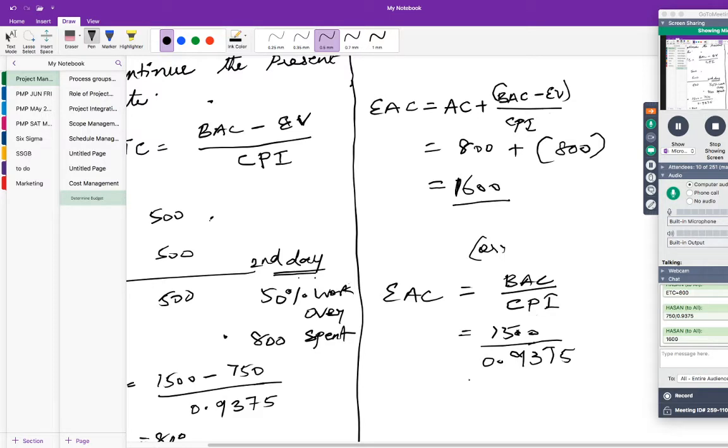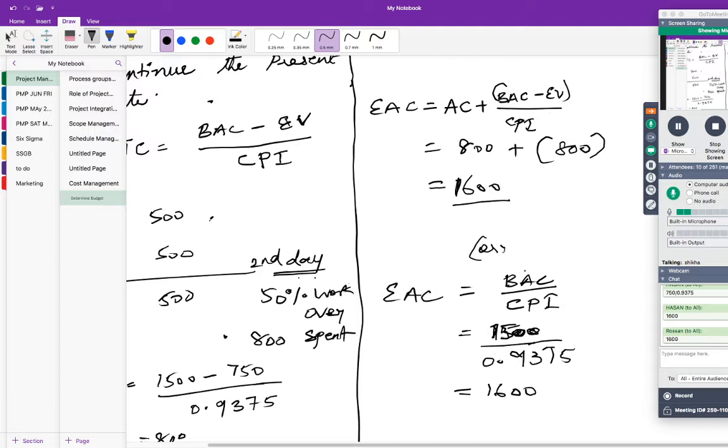Correct? So you'll get the same number, 1600. You get it? So this way also you can do. So in your examination, when they ask what is the estimate at complete, when you would continue to perform at the same rate, provided your budget is this much and your CPI is this much, they would not even have given actual cost or earned value. They have given only two numbers, BAC and CPI, so directly you can calculate.